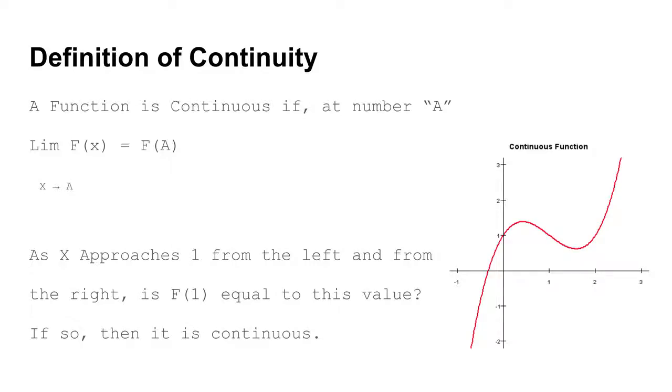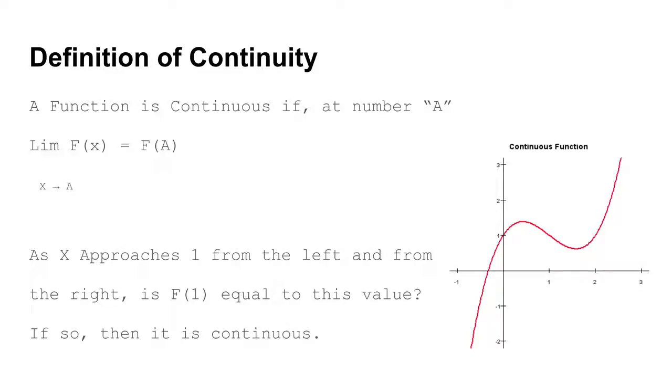So a quick refresher about the definition of continuity. A function is continuous if, at number a, the limit of f of x as x approaches a equals f of a. For this to happen, the limit as x approaches a from the left must equal the limit as x approaches a from the right. In addition, f of a must exist. When these two things are true, then check if the definition statement, the limit as x approaches a of f of x equals f of a. If all these things are true, then a is continuous. If not, then there's a discontinuity at this point.